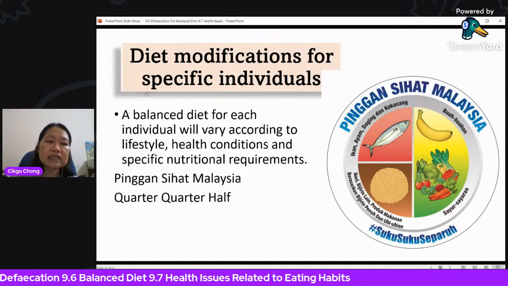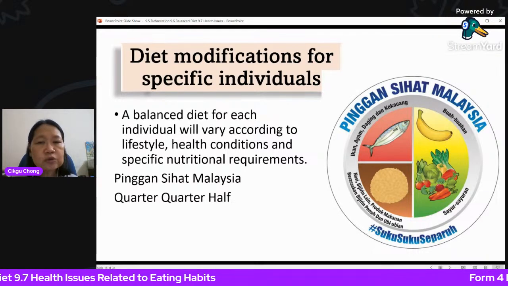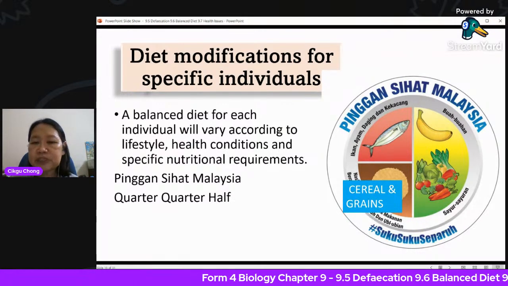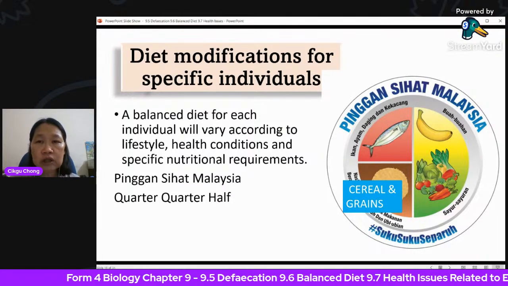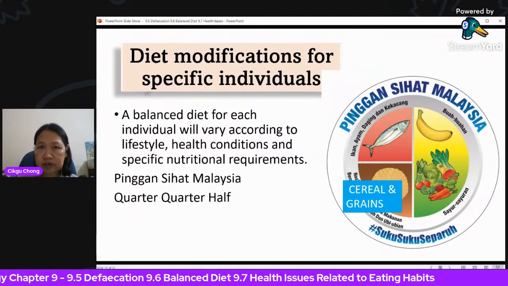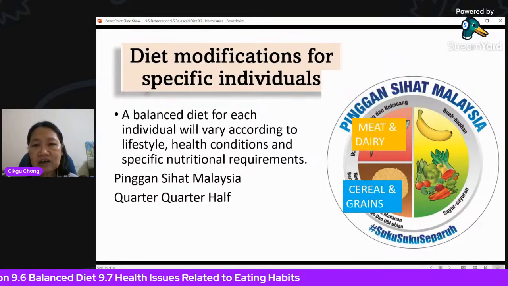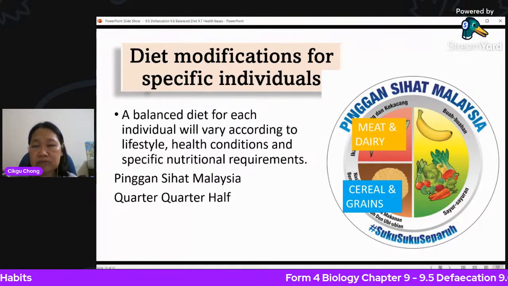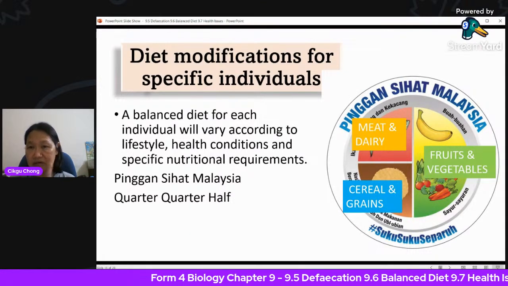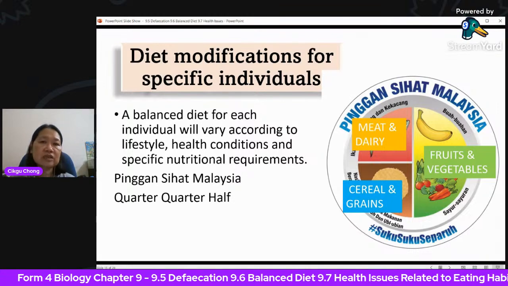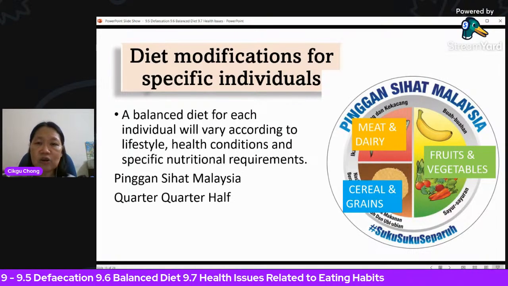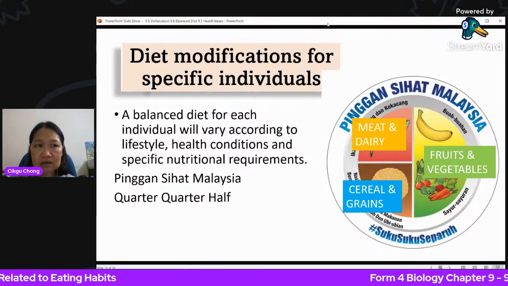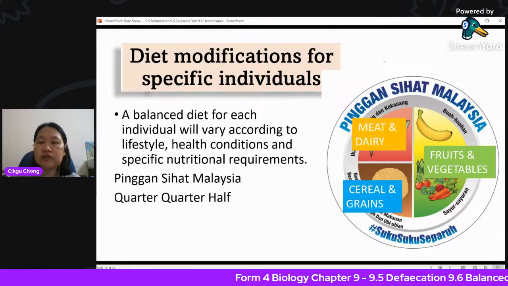Okay, but generally we have this Pinggan Sihat Malaysia, which is quarter, quarter, half, or suku, suku, separo. What is the suku and what is the separo? The suku is your cereal and grains, your bijirin, right, that constitute carbohydrate. Should be a quarter. You look at your plate now, right? A quarter of your plate should be filled with rice, not the entire plate. Then a quarter of your plate should be filled with protein-based food, meat and dairy, fish, meat and so on. And half of it should be made up of fruits or vegetables. Then it's considered sehat. Your pinggan is sehat. Not only pinggan sehat, you are sehat. Okay? So that is what it means by your half, quarter. The half is not carbohydrate. The half is your fruit and vegetables.